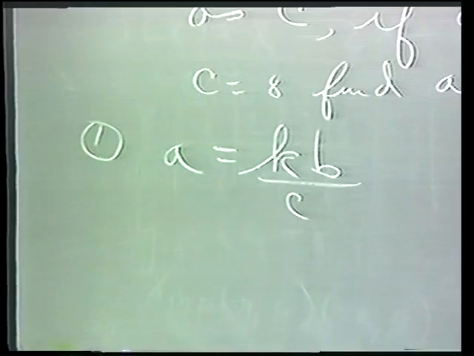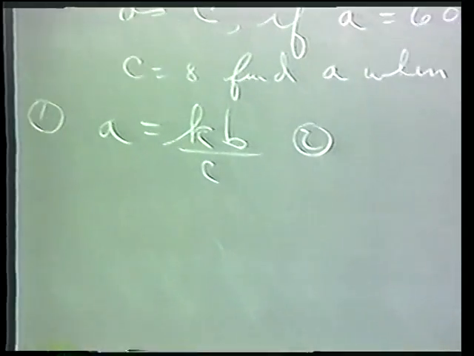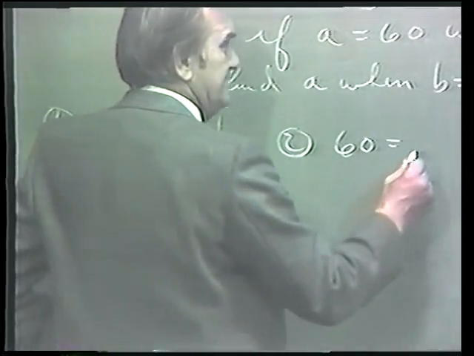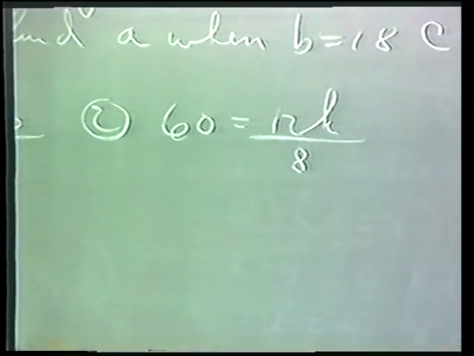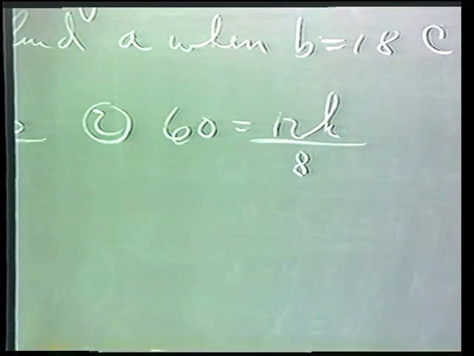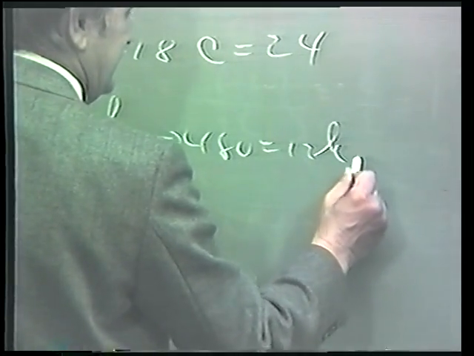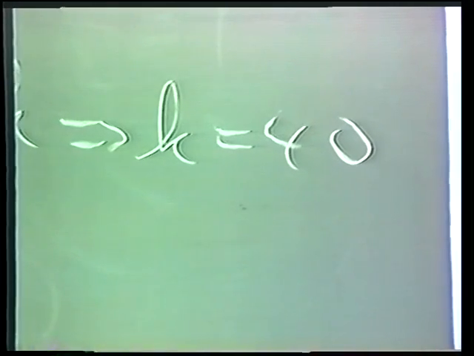The second step, we must evaluate the value of K. We must find what the value of K is. Well, they give you enough information. They say A is 60 when B is 12 and C is 8. Notice this is enough information to find out what K is. If I multiply both sides by 8, I get 480 is equal to 12K. K would equal 40. And there we have found the value of K.